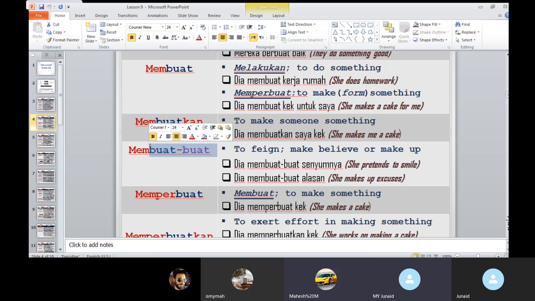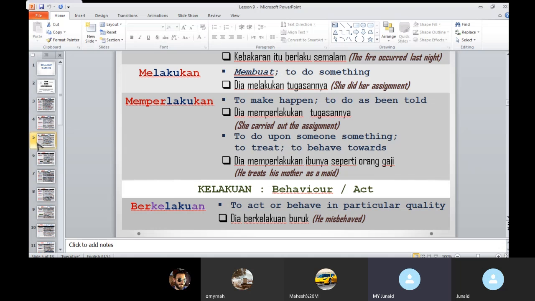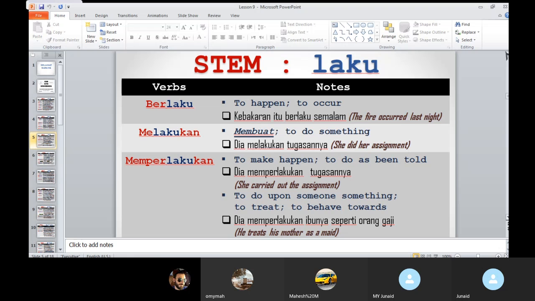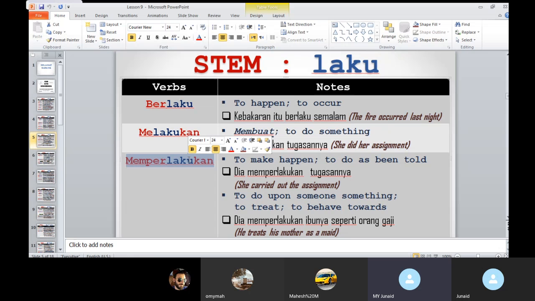Okay. We move on to the next verb. Laku. We have berlaku, melakukan, memperlakukan. Berlaku, to happen, to occur. Kebakaran itu berlaku semalam. So the fire happened last night. Berlaku, to happen.